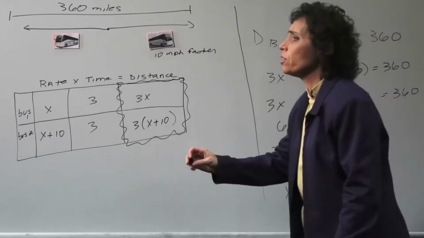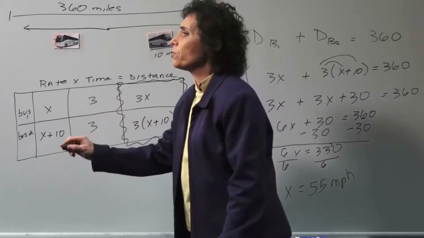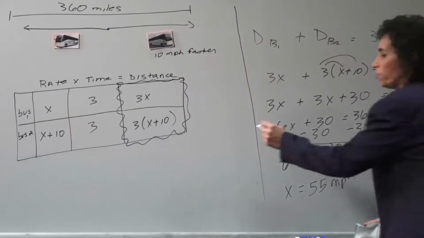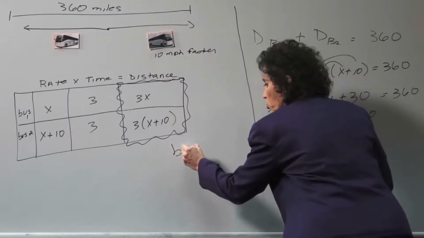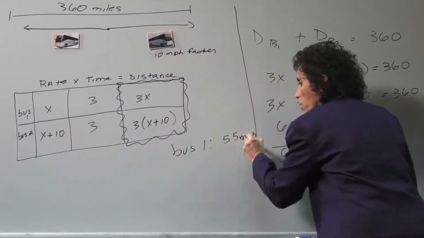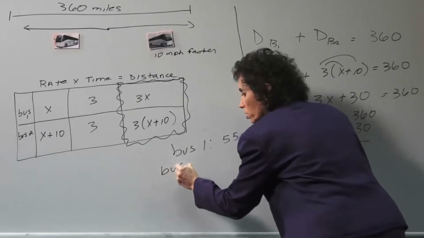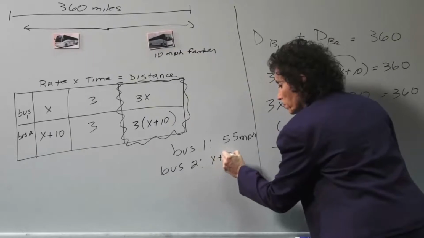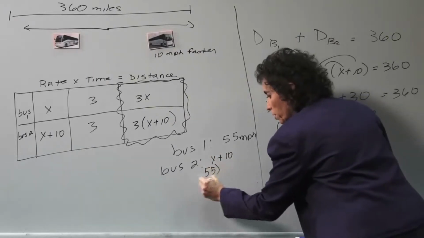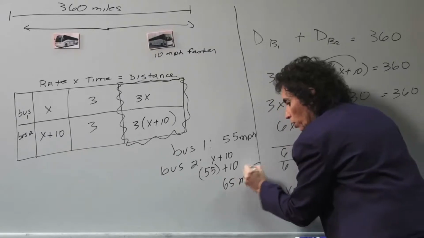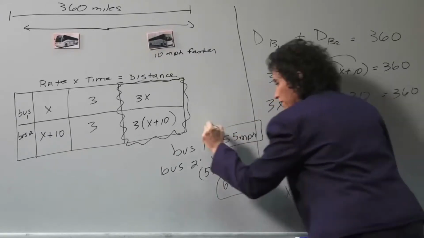Let's see what it says. In 3 hours, the buses are... Find the speed of each bus. Okay, good. I have the speed of bus 1. Bus 1 is 55 miles per hour. Bus 2 is x plus 10, or 55 plus 10, 65 miles per hour. So that's the speed of each bus.